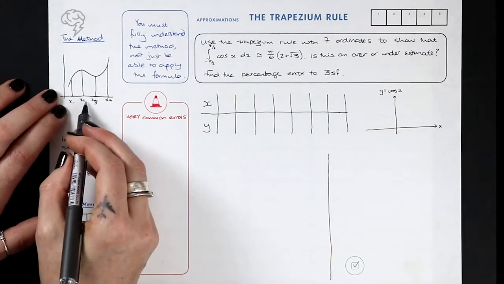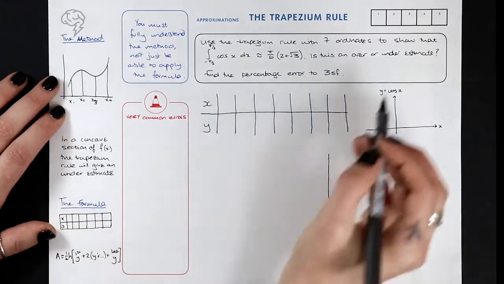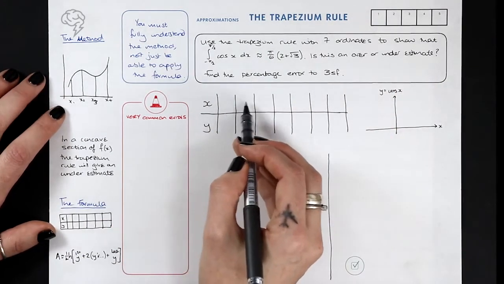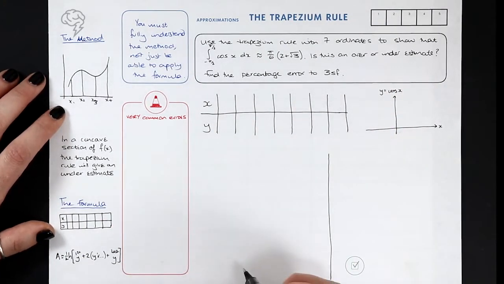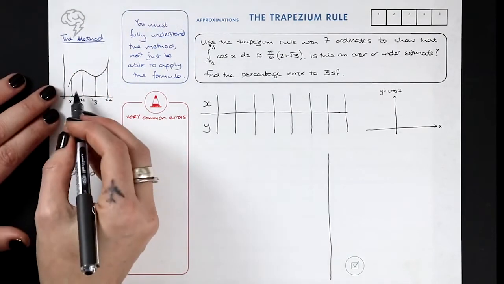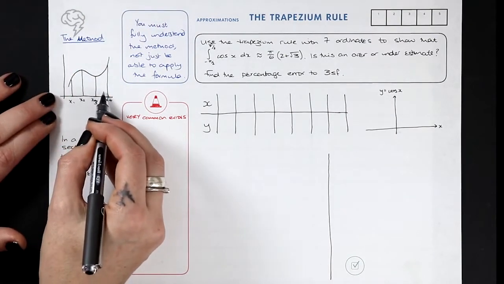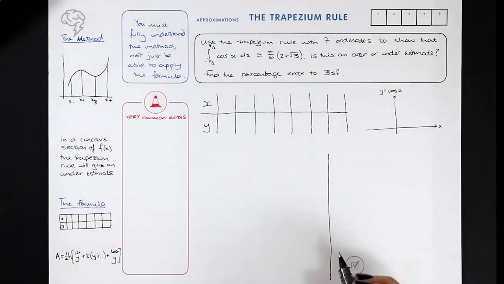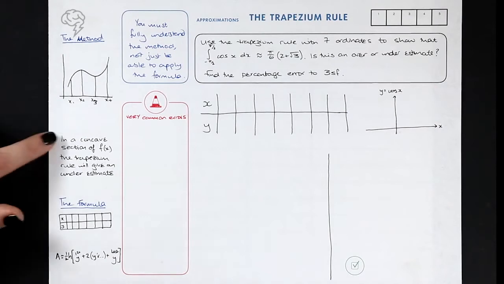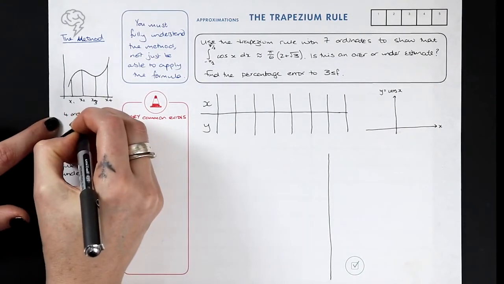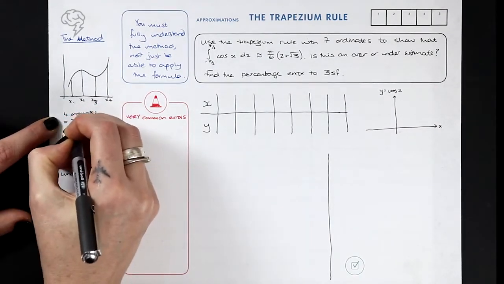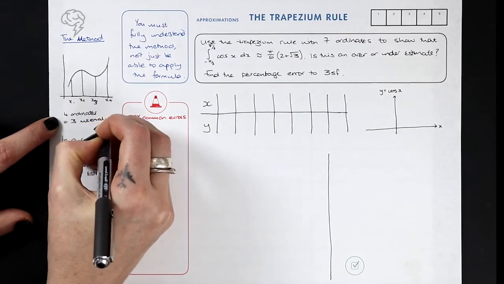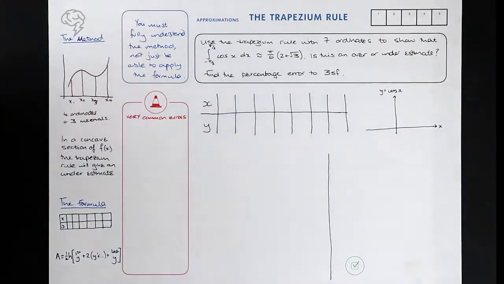So here we've got 1, 2, 3, 4 ordinates. And in this question, we want 7 ordinates: 1, 2, 3, 4, 5, 6, 7. Now, 4 ordinates has created 3 intervals, so 7 ordinates is going to create 6 intervals. And that's a really important distinction between the two. 4 ordinates equals 3 intervals. So make sure you've read that question carefully and not muddled up ordinates and intervals.